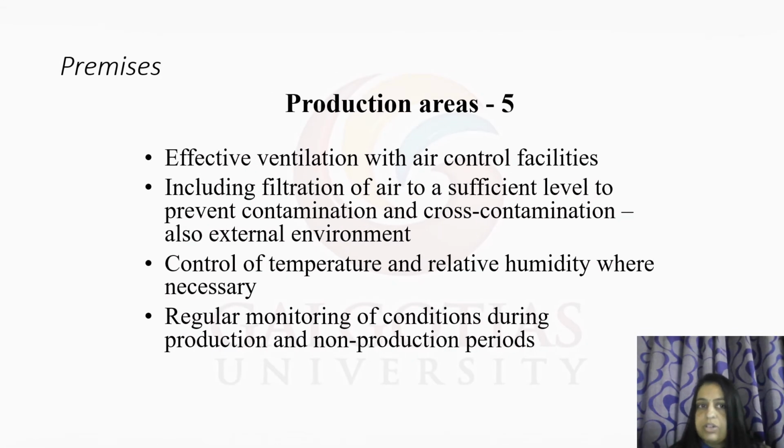Production area 5: effective ventilation with air control facilities, including filtration of air to a sufficient level to prevent contamination, cross-contamination, and also effects on the external environment. Control of temperature and relative humidity where necessary; temperature and relative humidity are controlled by the HVAC system. There should be regular monitoring of conditions during production and non-production periods.